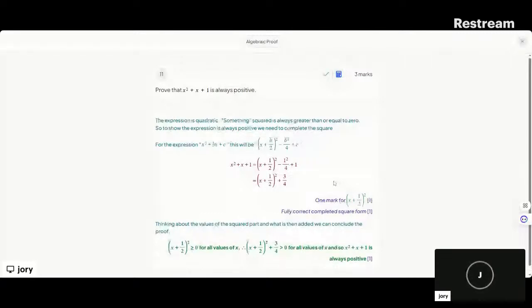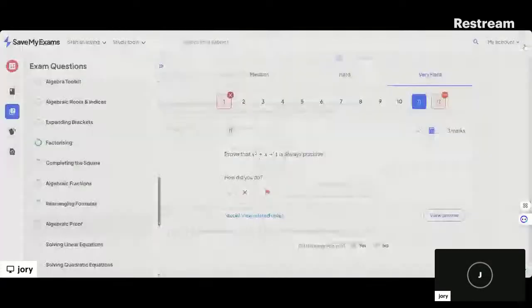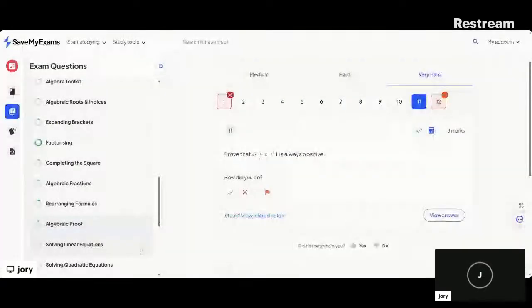What are we talking about? Okay, now we know I have a problem in algebraic proof. Let's write that in our problem sheet.